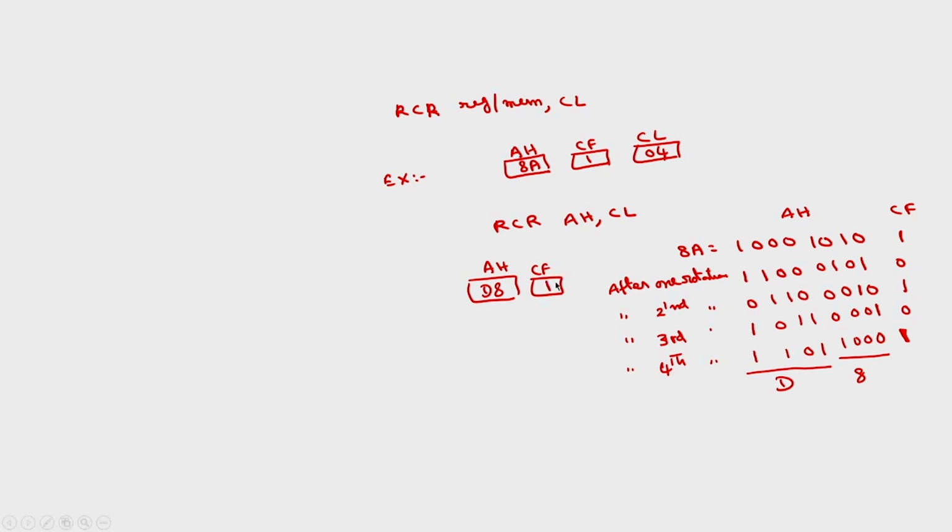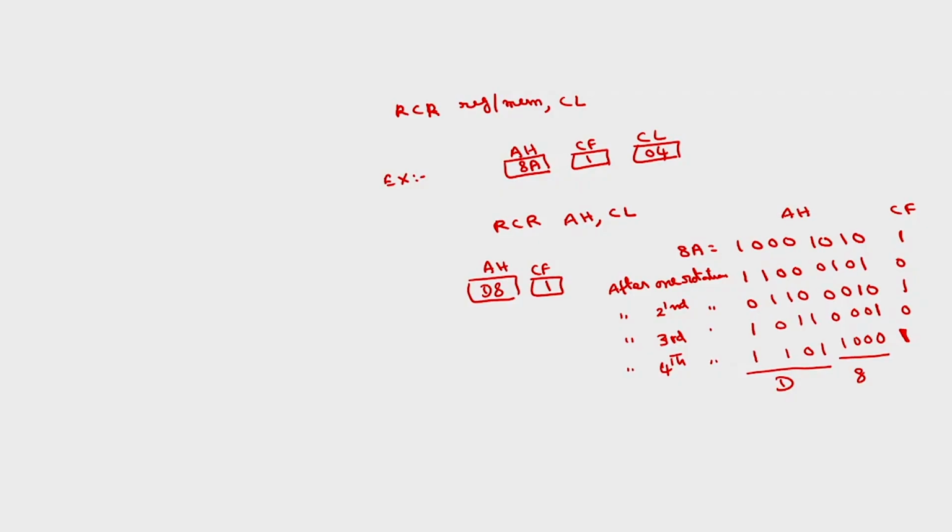This is how you can rotate the contents of any register or memory by multiple number of bits. The number of times that has to be shifted has to be taken into CL, and this is the default register, you cannot take into any other register. So CL contains the number of rotations to be done, and we have to specify here a register or memory location. This is about RCR register slash memory CL.